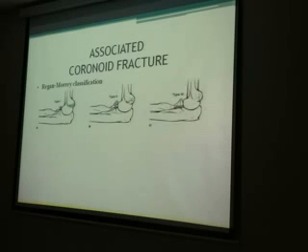Okay? I have to ask one of our colleagues. This is an avulsion fracture. What ligament is attached here? Wrong. Coronoid. This is an avulsion fracture. Okay? What's the ligament attached to?